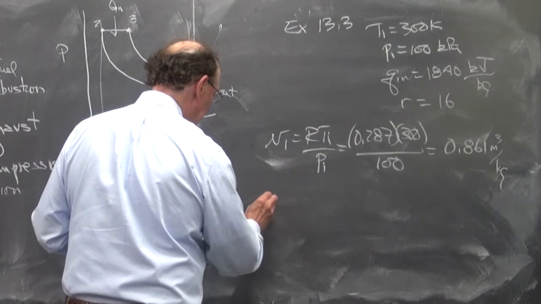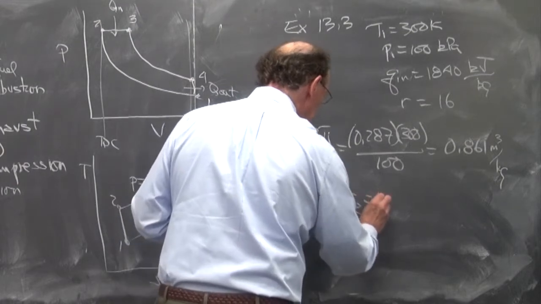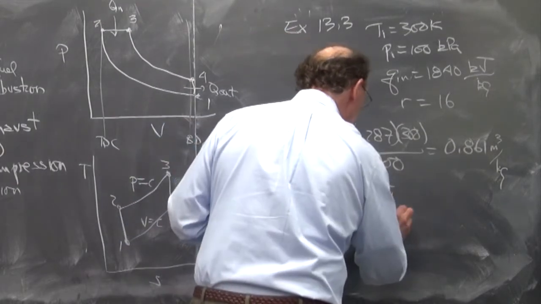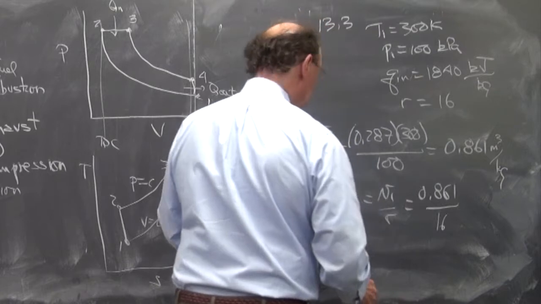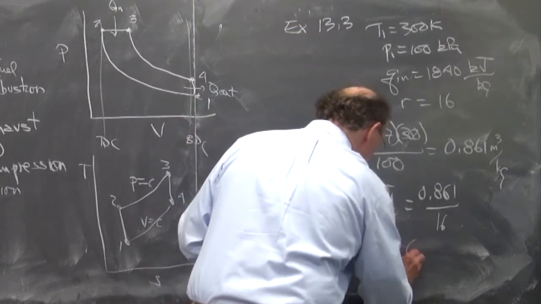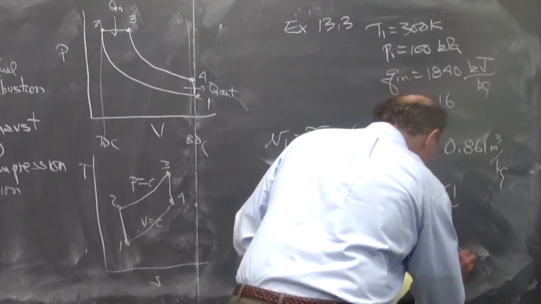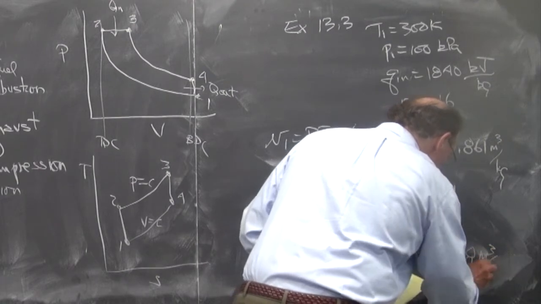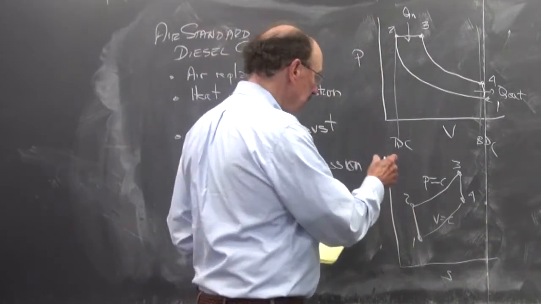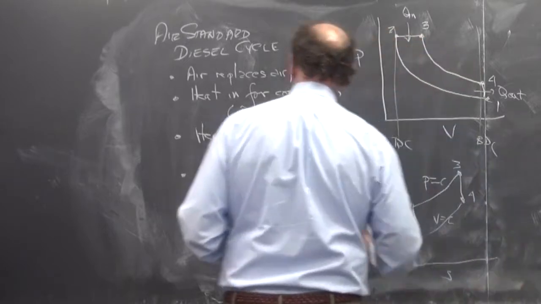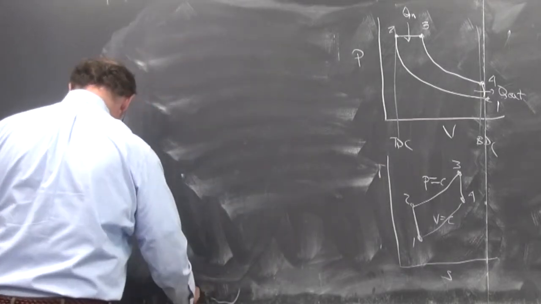V1 over V2 is equal to R. So V2 is equal to V1 over R, which is 0.861 over 16, equal to 0.0538 cubic meters per kilogram. And you see that the specific volume is smaller in the diesel cycle than compared to the air standard Otto cycle.